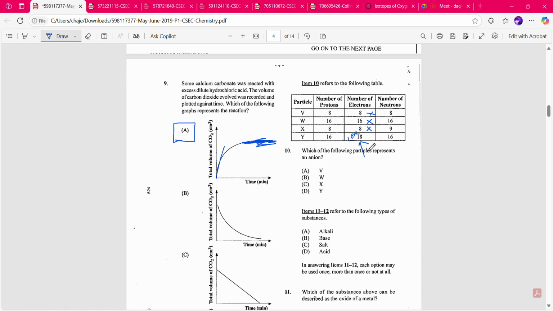And if we were to even write out the electronic configuration of this one, it's going to be 2, 8, 8. I really don't like this question though, because I would go with Y.